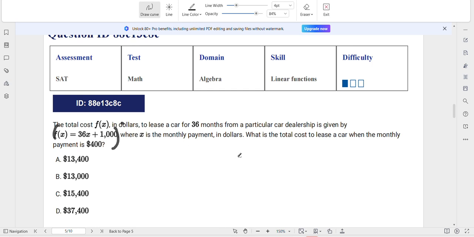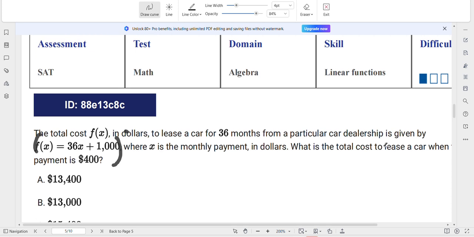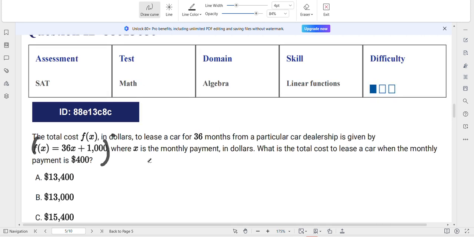What is the total cost to lease a car when the monthly payment is $400? Okay. So in this question, we just have to find the total value when x is $400, because in this question x is given as the monthly payment and the question tells us $400 is the monthly payment. So let us put the value of x equals 400.